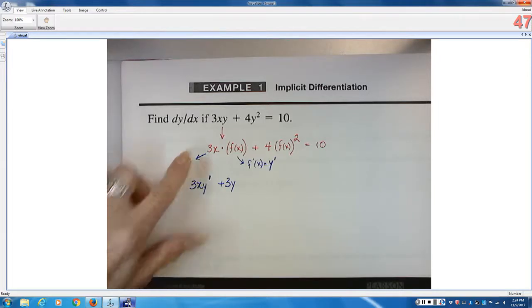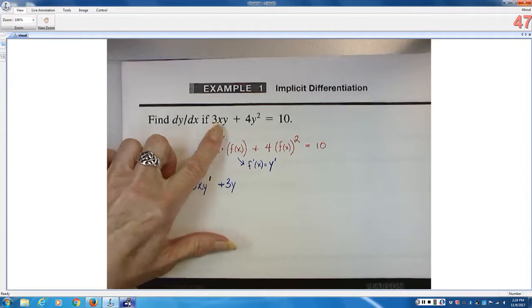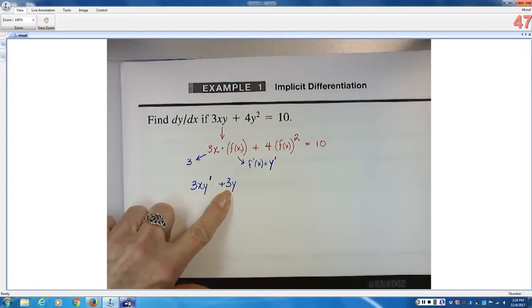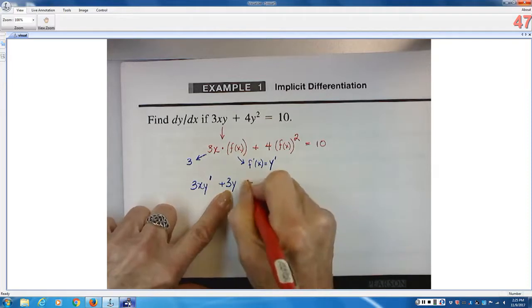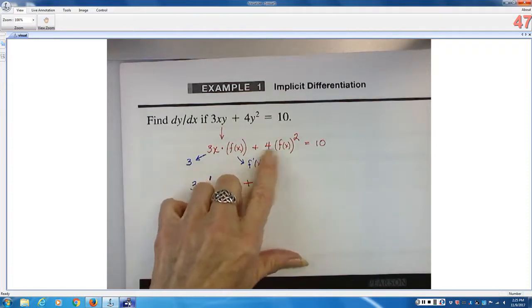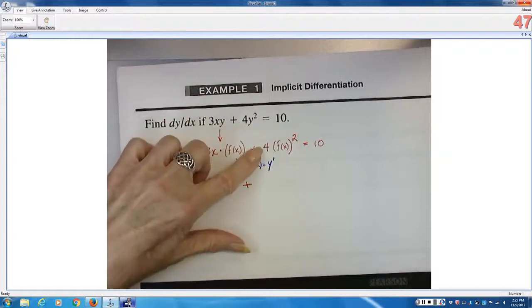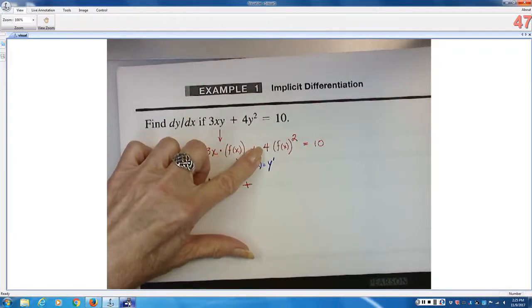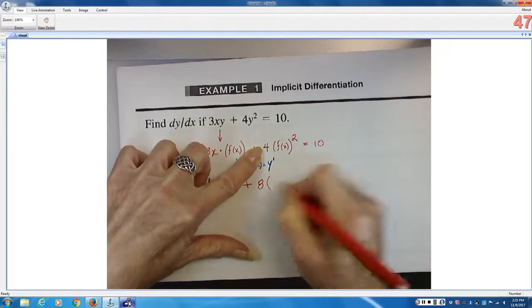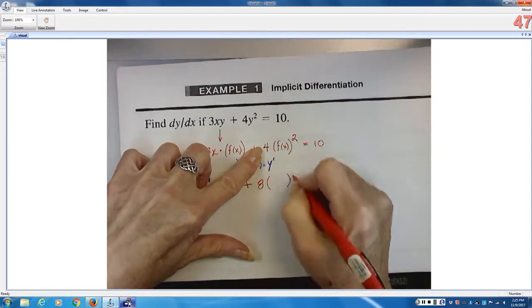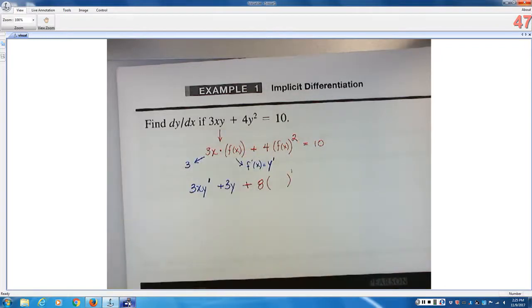So there's the derivative of your first term, 3xy. The derivative of 3xy is 3xy prime plus 3y. And now we're going to add the derivative of 4 times some function squared. This is chain rule. Chain rule says bring the 2 down in front and multiply it times the 4. That gives us 8 times the function inside the parentheses. Reduce the power by 1, and that function is to the first power.